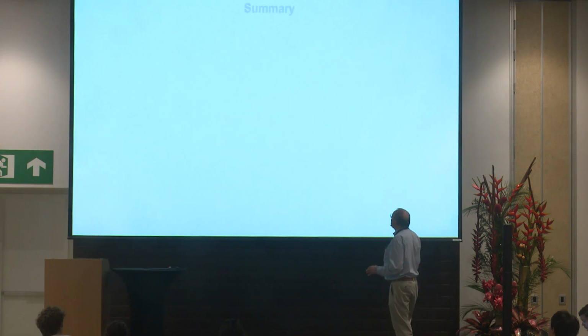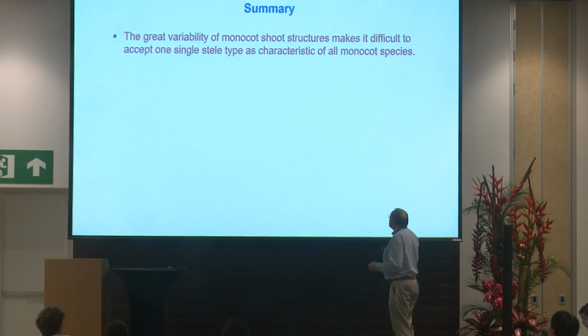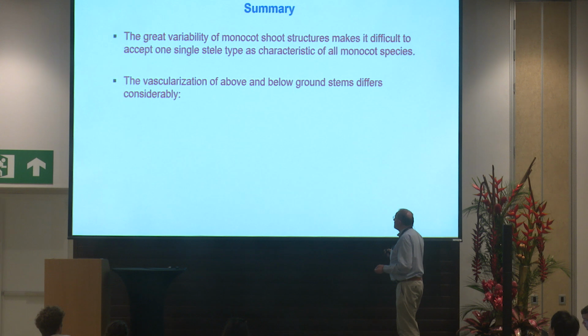systems. So in summary, the great variability of monocot shoot structures makes it difficult to accept one single stele type as characteristic of all monocot species. So the vascularization of above and below ground stems differs considerably.